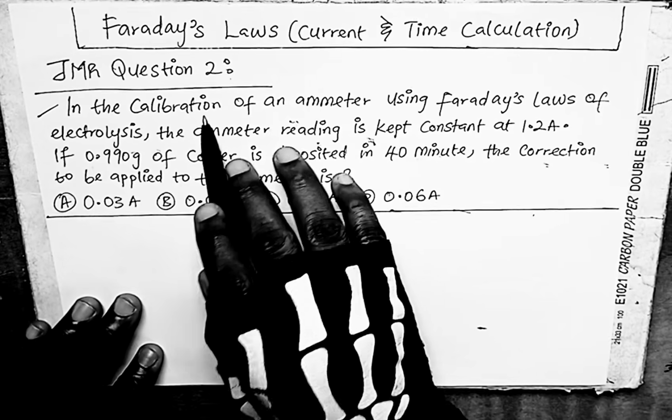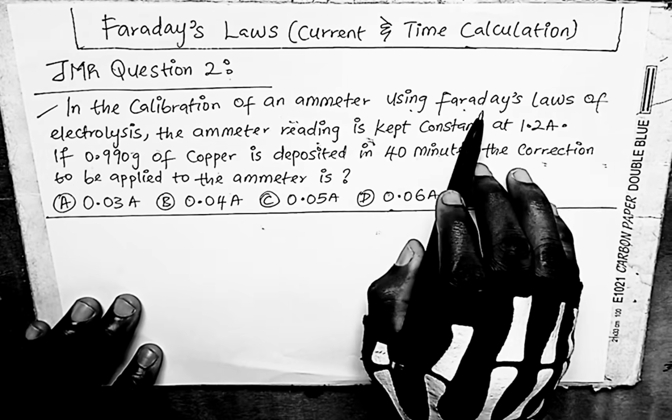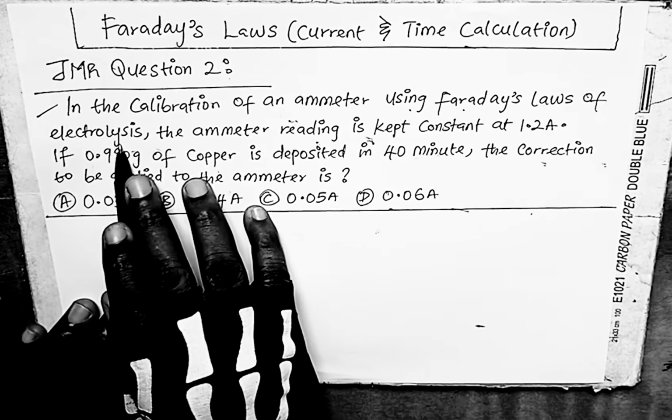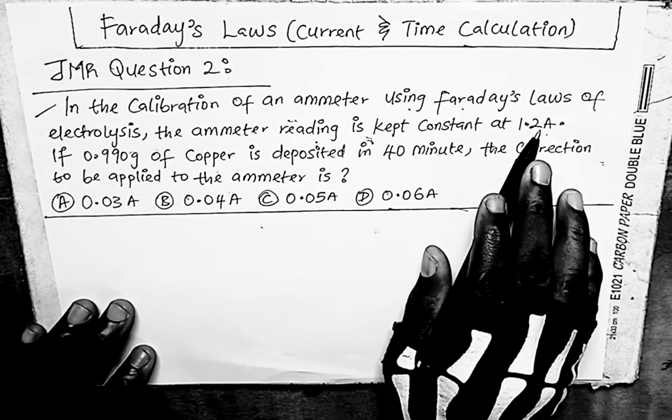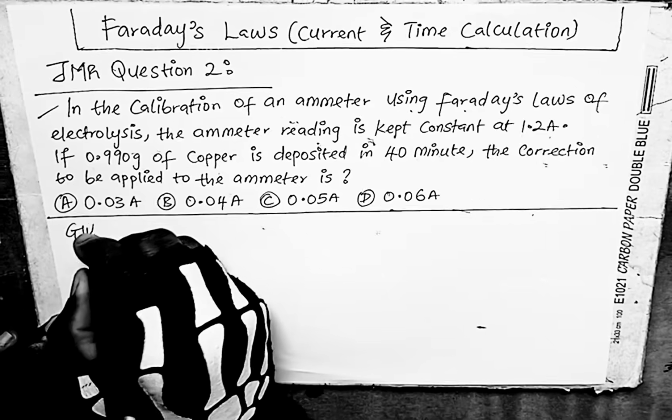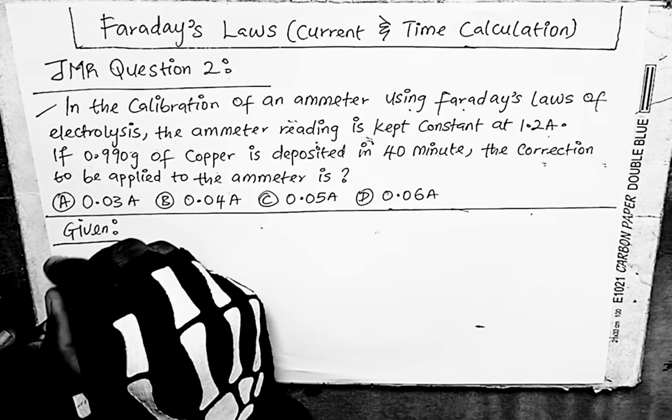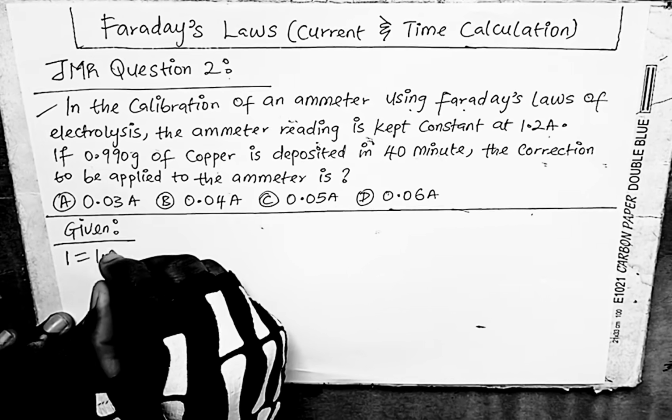The question reads: in the calibration of an ammeter using Faraday's law of electrolysis, the ammeter reading is kept constant at 1.2 ampere. Okay, no need to waste time. I, which is the current, is equal to 1.2 amperes.